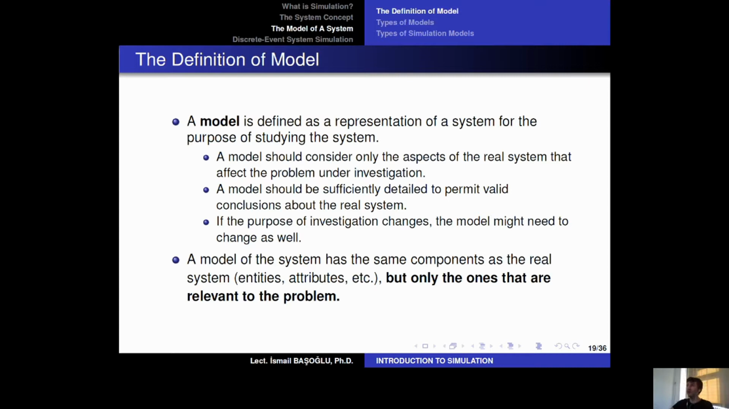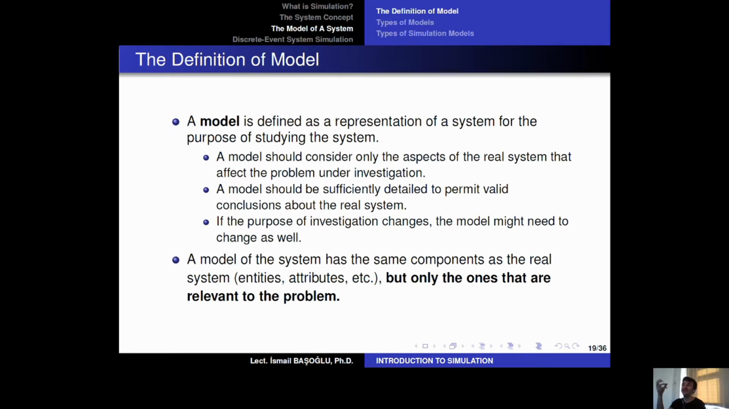For example, if you try to develop a model for the banking system, you can define many attributes for the clients. As I have said, the balance in their accounts can be an attribute. This is defining the entities. However, if you are also trying to model their genders, okay, trying to put attributes related to genders, this is irrelevant to the problem, right? So it is just going to make it too complex. Why should we take the aspect of the original system which is not related to the problem that we are trying to solve? So a model should also be sufficiently detailed to permit valid conclusions about the real system.